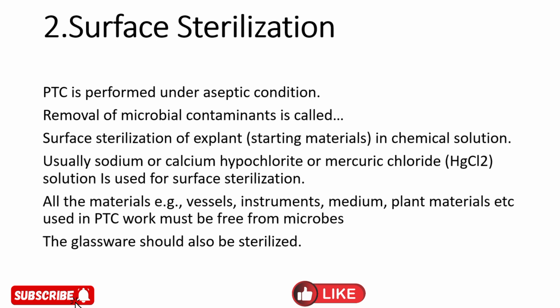So surface sterilization of explant starting material takes place in a chemical solution, especially sodium or calcium hypochlorite or mercuric chloride. A 1% solution is used for surface sterilization. All the material, for example vessel, instrument, medium, and plant material used in plant tissue culture, will be free from microbes. The glassware should also be sterilized.